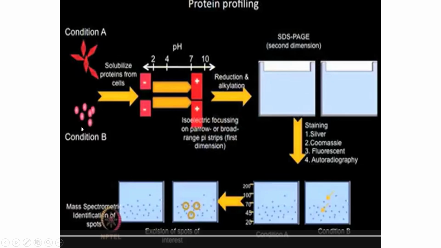Then, according to the PI, depending upon your first condition, it will accordingly get separated. You will run two gels, one of condition A and one of condition B. Similarly, you will do condition A and condition B. Depending upon your need, you will do the staining of those SDS gels. Then this is condition A, this is condition B.